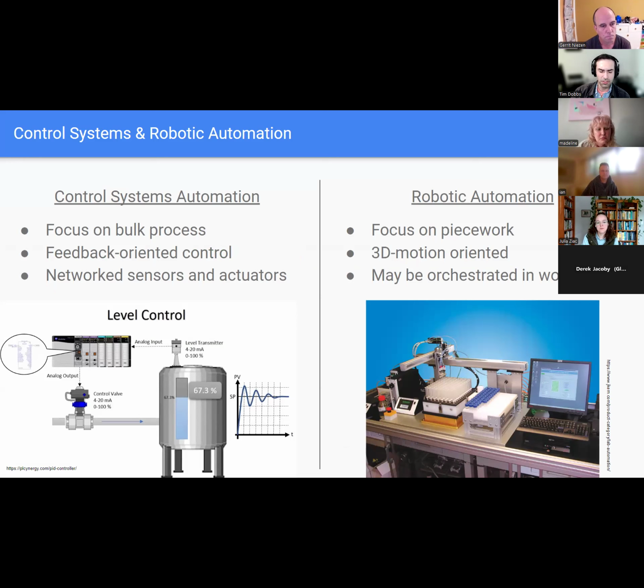There's a bunch of things you could call this, but broadly, it's a focus on a bulk process, something like a big tank. In this diagram, there's a tank that we want to have a consistent level on. So I have liquid flowing in and liquid flowing out, and I just want to make sure the level is always the same. This is often done with feedback-oriented control. In this case, we're measuring the level of the tank, and that measurement goes into some kind of computer, like an embedded system. This is a PLC, a programmable logic controller. Then that does some math to figure out how open this valve should be to change the flow rate.